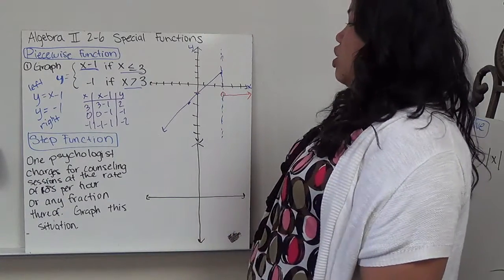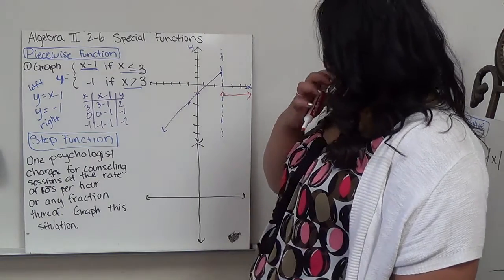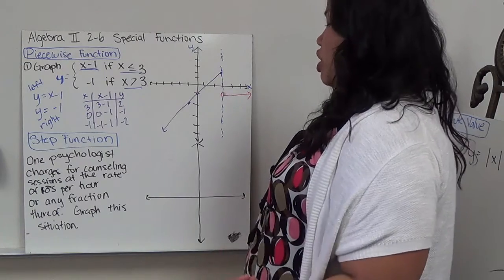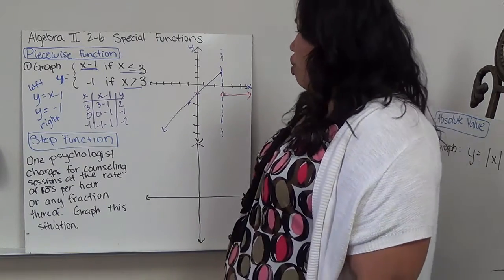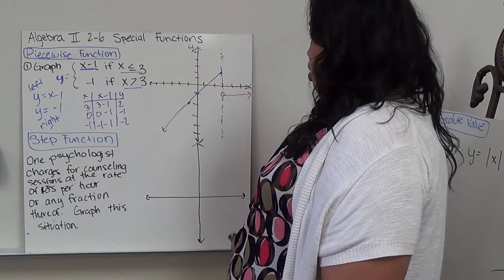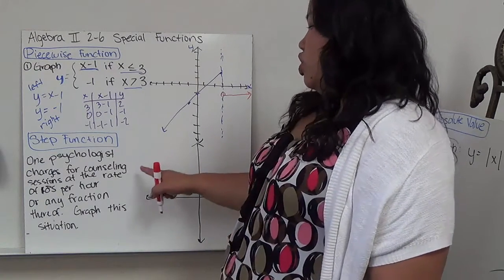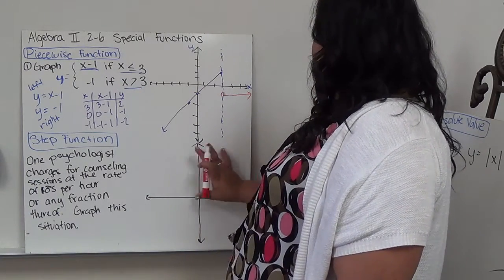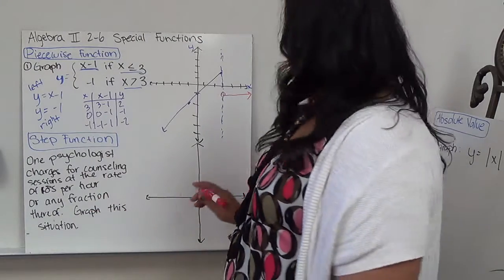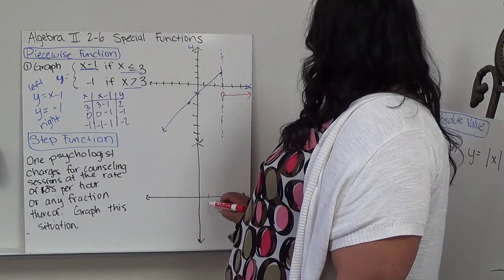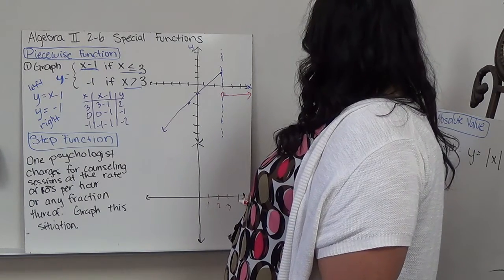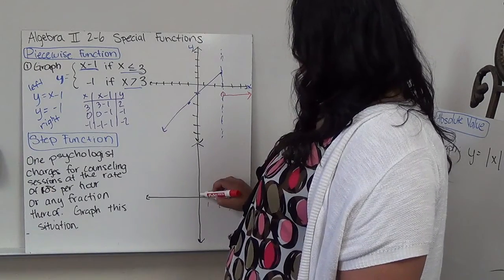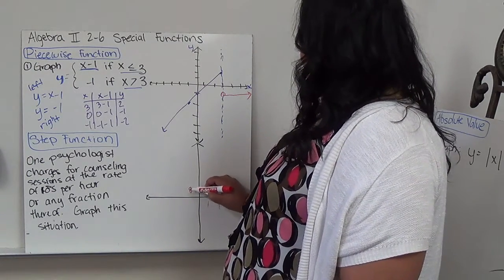The next one is called a step function. It says, one psychologist charges for counseling sessions at the rate of $85 per hour or any fraction thereof. Graph the situation. So for every hour, I'm going to put hours here. I'm going to focus on the positive because you're never going to do a negative hour. It's going to be 1 hour, 2, 3, 4, right? And then depending on the hour, how much it is. So we're going to go by 85.